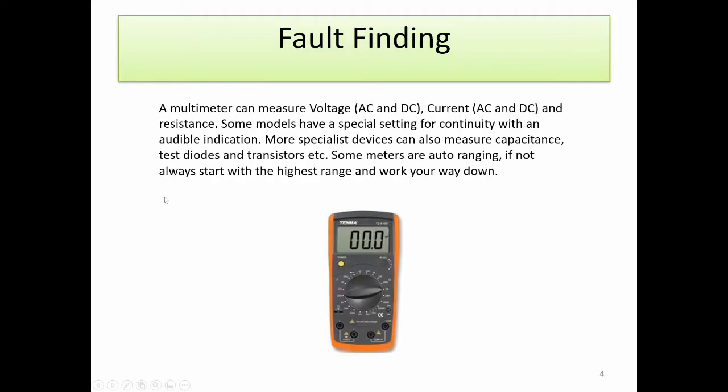A multimeter can measure voltage, both AC and DC, current, also AC and DC, and resistance. Some models have a special setting for continuity which has an audible buzzer. More specialist multimeters can also measure capacitance, test diodes and resistors, etc. Some are also auto-ranging. In other words, you put it on volts and it will automatically select the correct range. If not, always start with the highest range and work your way down so that you don't damage the instrument.